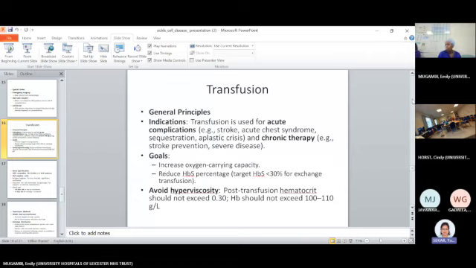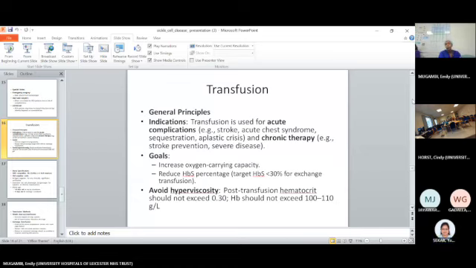Then there's long-term transfusion as a chronic therapy. This is mostly for patients who are at high risk of stroke or who have had stroke, or patients who are coming in with things like multi-organ disease. You can consider long-term transfusion. The whole goal is to reduce the proportion of HbS. Usually the aim is to get to a HbS of less than 30% and also to increase oxygen carrying capacity.